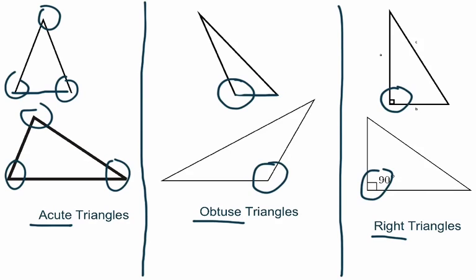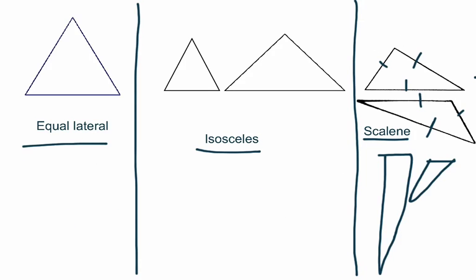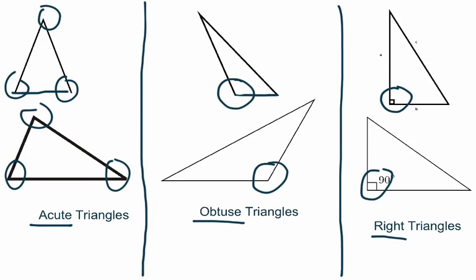Alright, so again, those are two ways to classify triangles. By their sides, like on this page, we classify them by their sides and their lengths. And this one is how big or small their angles are. They're either acute, obtuse, or right triangles.